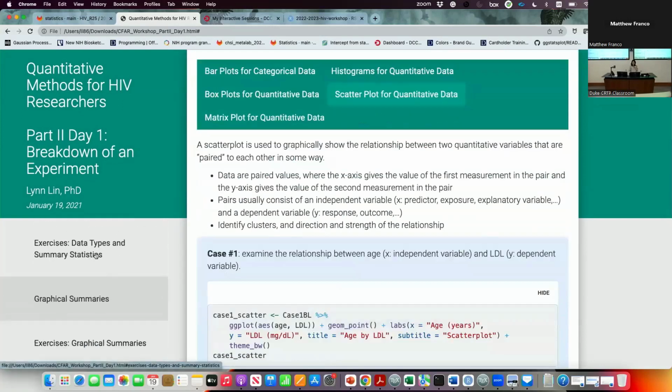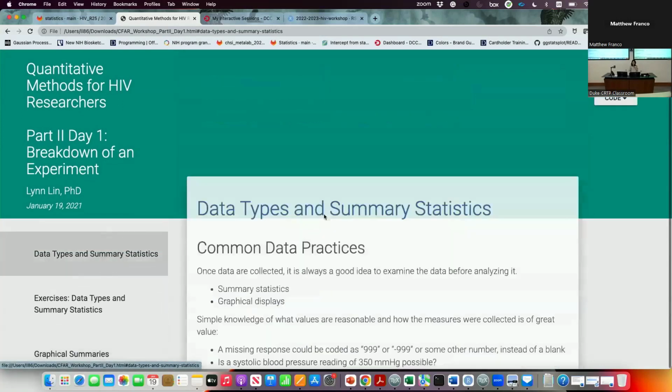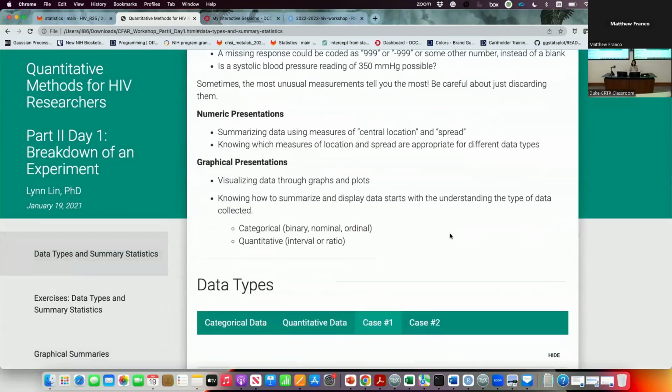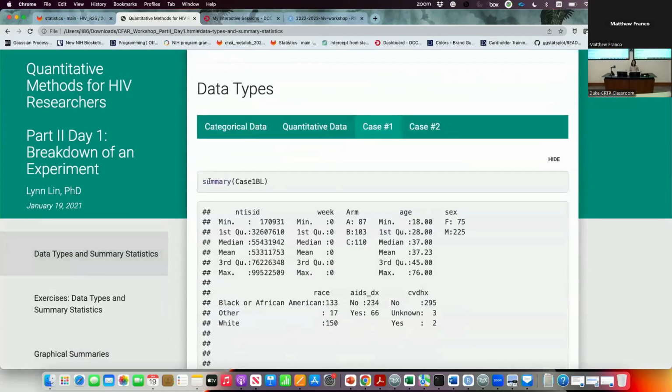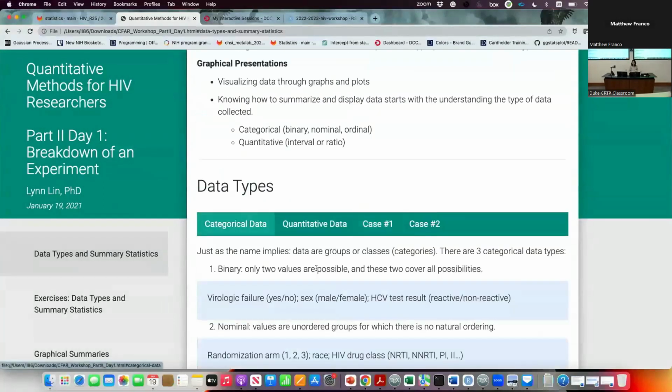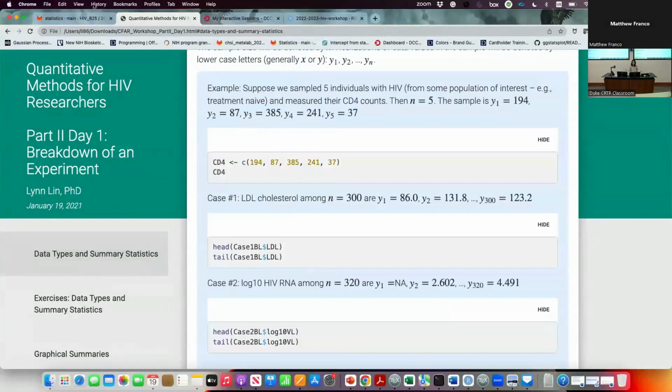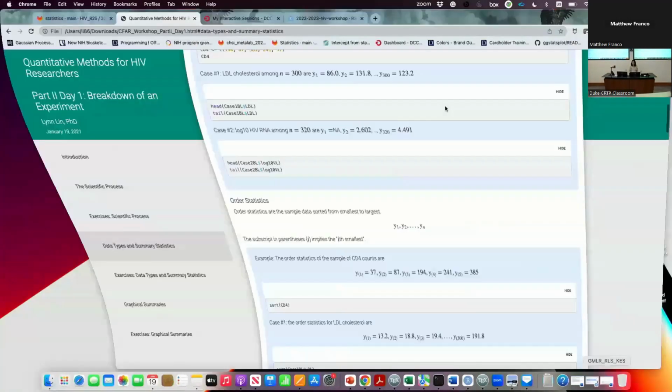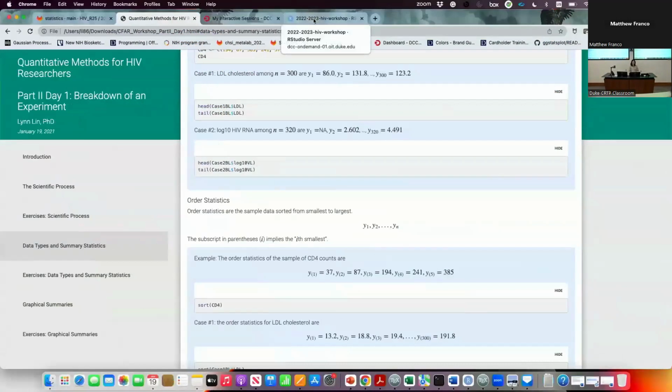And if you go to the data type and summary statistics section, it tells you how to do a summary. Basically, you use the summary function and it gives you everything. And you also know how to get the mean and median in R, right? Just mean and median.